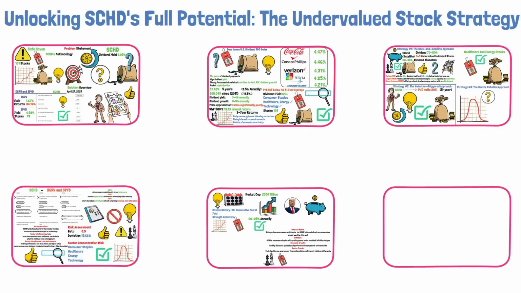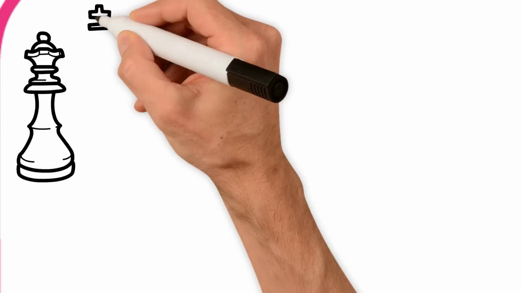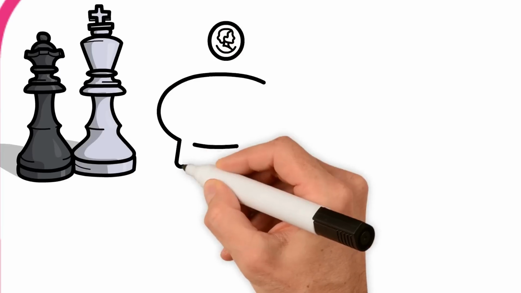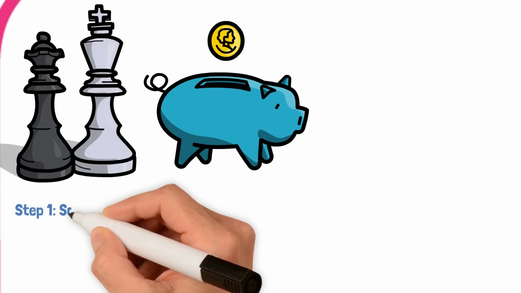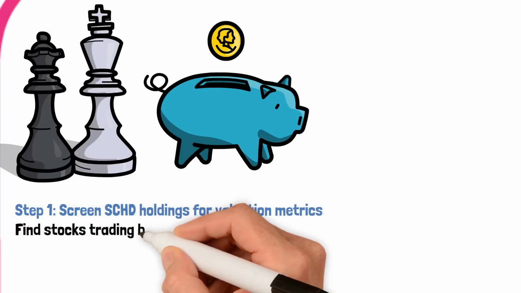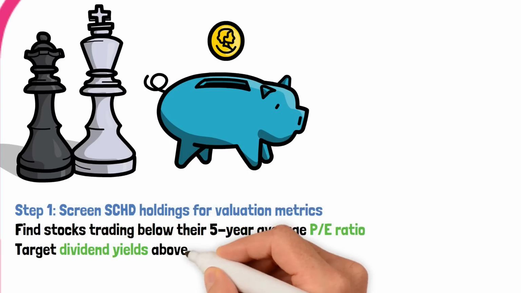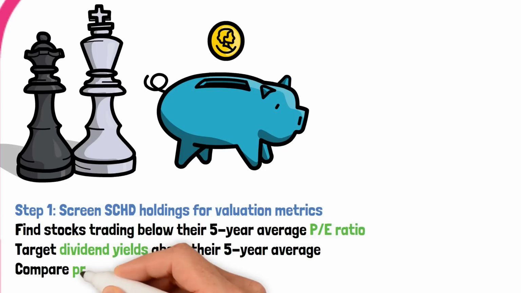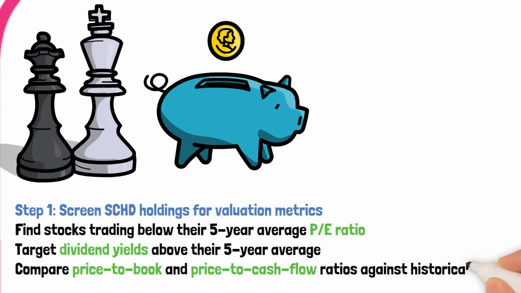Expert strategy: cherry-picking undervalued SCHD components. Let's put everything together into a comprehensive strategy for identifying and investing in undervalued stocks within SCHD. Step 1. Screen SCHD holdings for valuation metrics. Find stocks trading below their 5-year average PE ratio. Target dividend yields above their 5-year average. Compare price-to-book and price-to-cash flow ratios against historical norms.